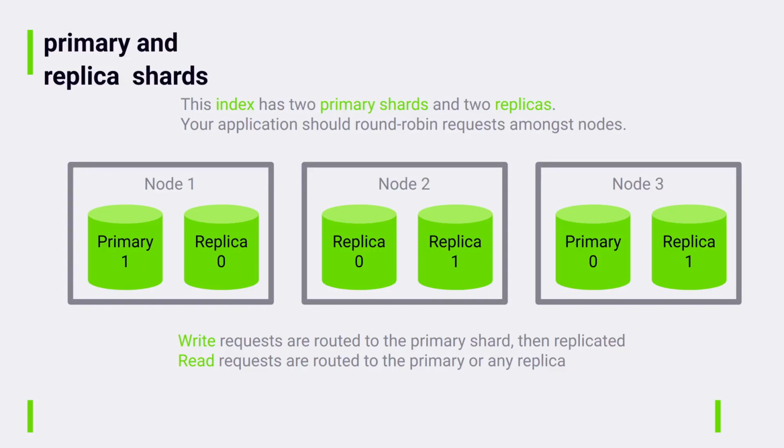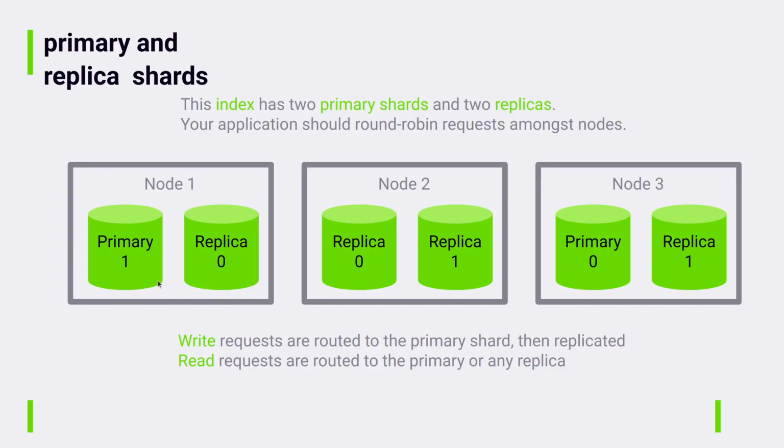Now, what problem can arise is that what if a node fails? Then we will lose our data. So, how does Elasticsearch deal with it? Elasticsearch has the concept of primary shards and replica shards.